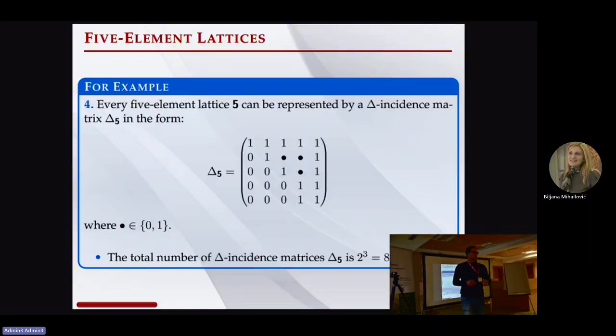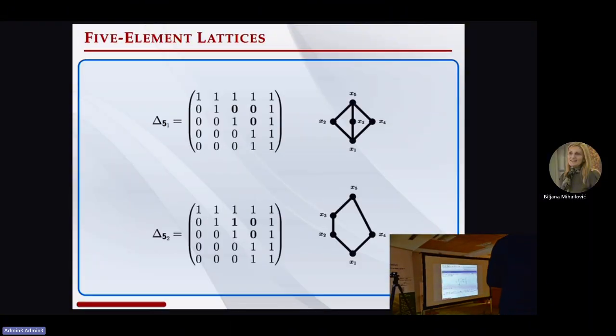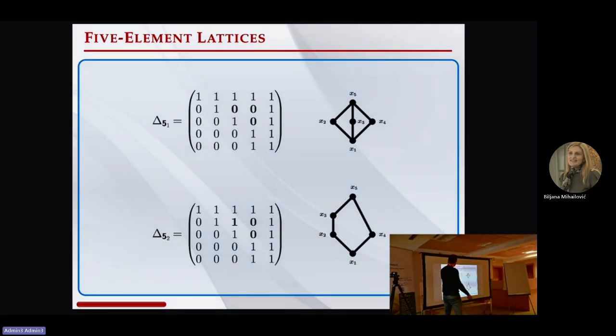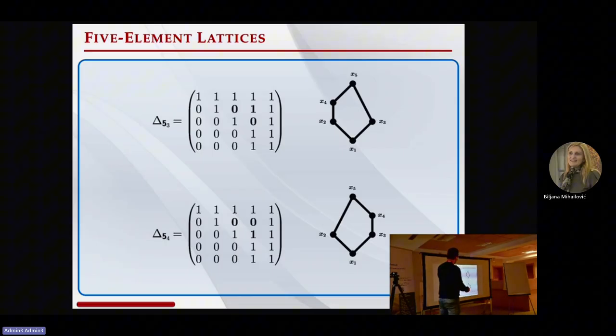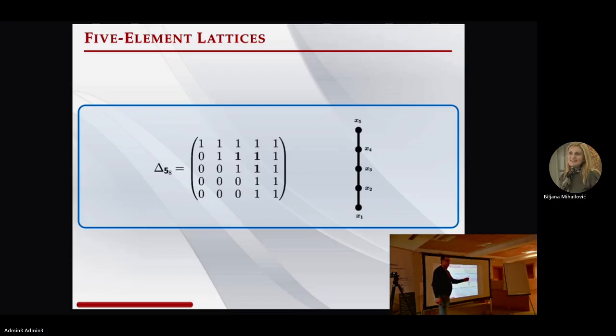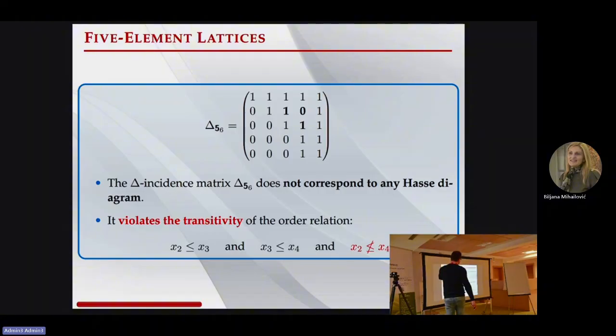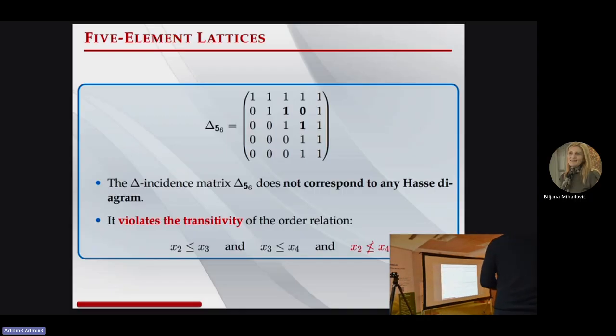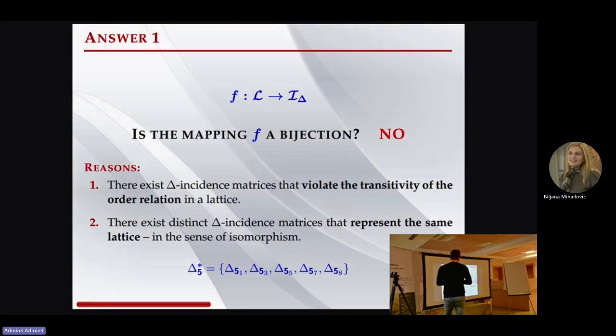That means we have 8 delta incidence matrices. So let's start. The first matrix represents the 3-dimensional diagonal. The second matrix represents the pentagon. The third matrix also represents the pentagon. The fourth matrix also the pentagon. We can see the 5th matrix, the 7th matrix, and lastly the 8th matrix. On purpose, we skipped the 6th matrix because this matrix violates the transitivity of the order relation. So this is a problem. Okay, the answer to question 1 is no.